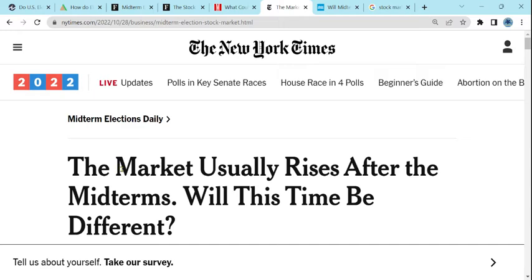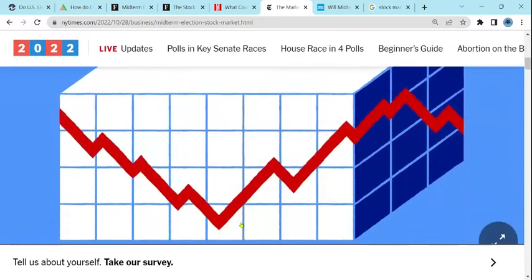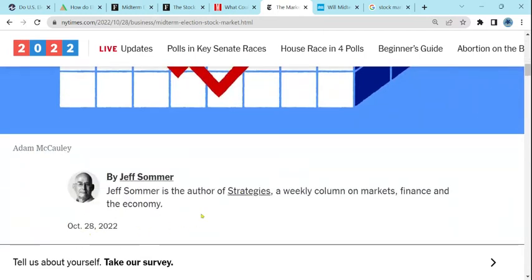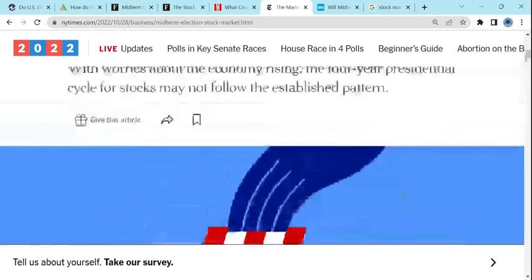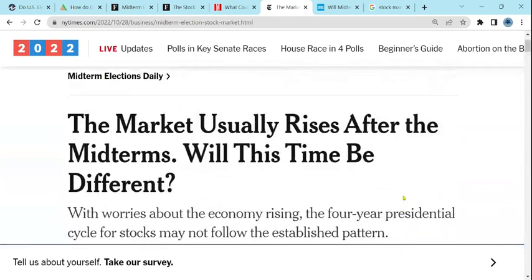Okay, let's look at another article from the New York Times. They're talking about the market usually rises after the midterms, as we pointed out. Will this time be different? So this is an article in the New York Times from October of 2022. It somewhat focuses specifically on the 22 midterms, but hopefully a lot of these points are applicable to midterms subsequently too.